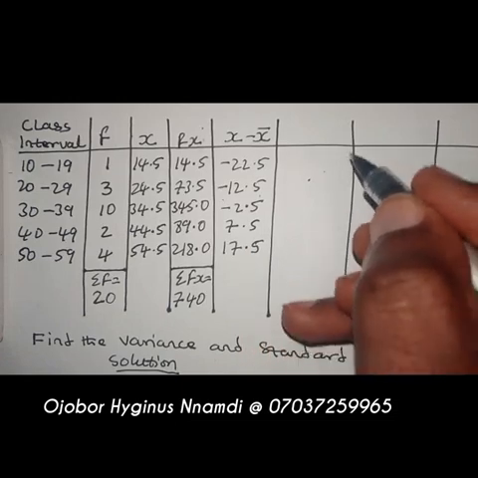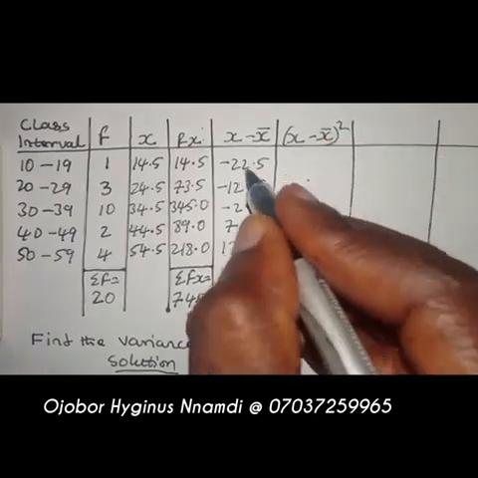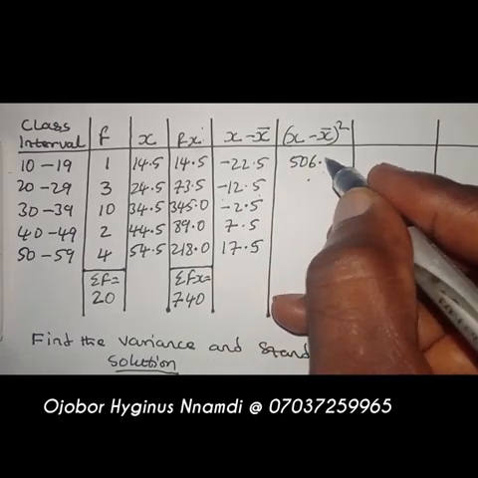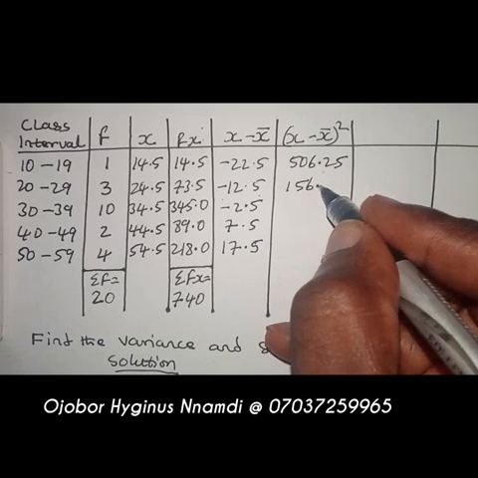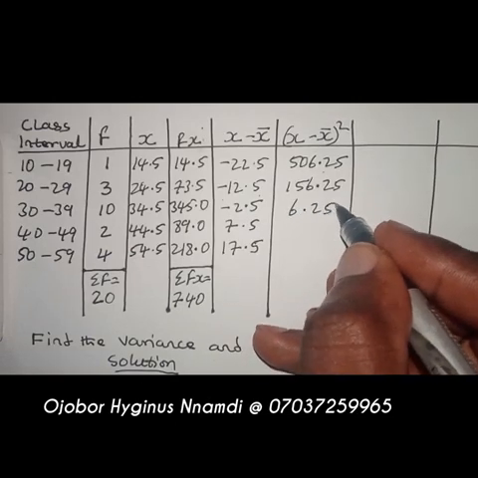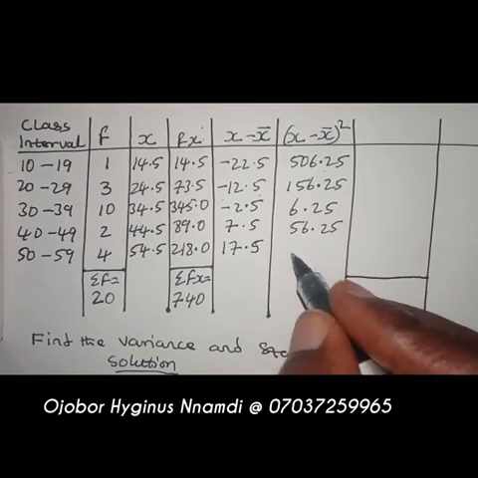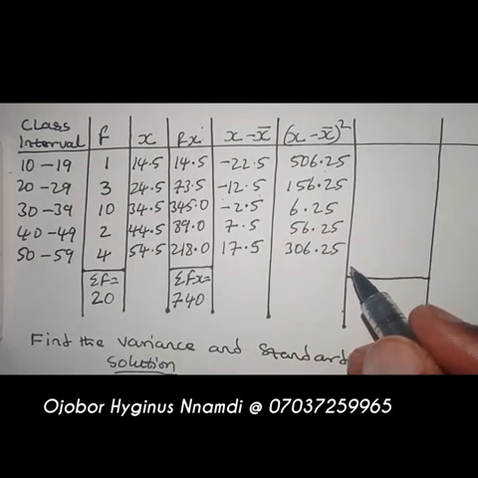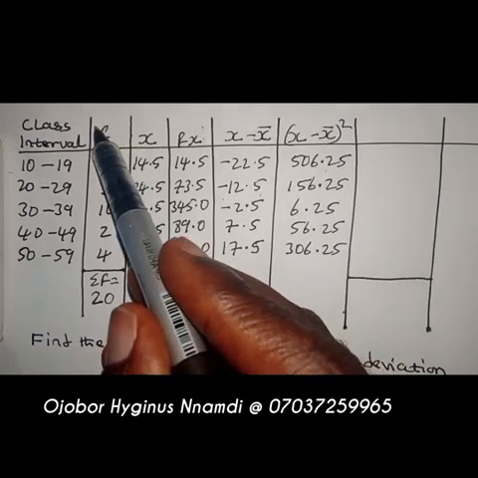Then we are going to square it. So we have X minus X bar squared. Minus 22.5 squared will give 506.25. 12.5 squared will give 156.25. Minus 2.5 squared will give 6.25. 7.5 squared will give 56.25, while 17.5 squared will give 306.25.